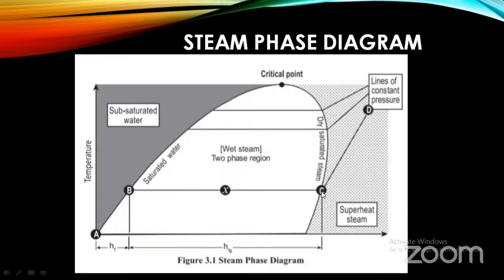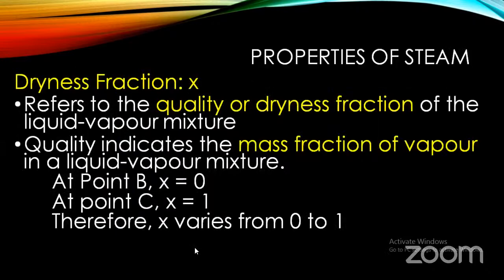This point C, if you draw a line, this will be the hg, which will be equivalent to the summation of hf, the sensible heat added in order to increase the temperature of water from point A to B. So this is the sensible heat. And here B to C is the latent heat of vaporization. And the total enthalpy is called hg. So from the graph also we can take the value.